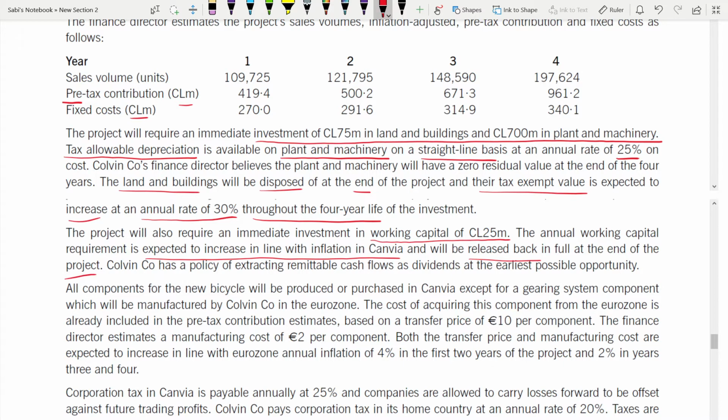So Colvin has a policy of extracting. Make sure sometimes in some countries they have policies of remittances and all. Please make sure that you underline that policy, it is very important. And even in this question we have in some requirement, I think B or C, dividend remittances. Colvin has a policy of extracting remittable cash flows as dividends at the earliest possible opportunity.